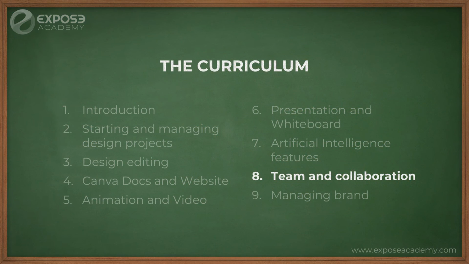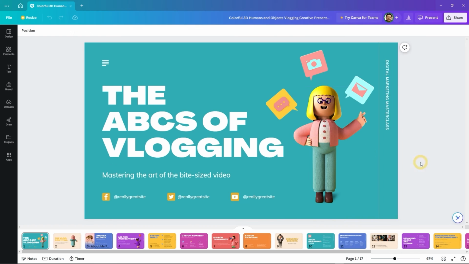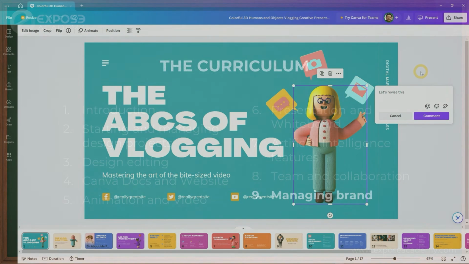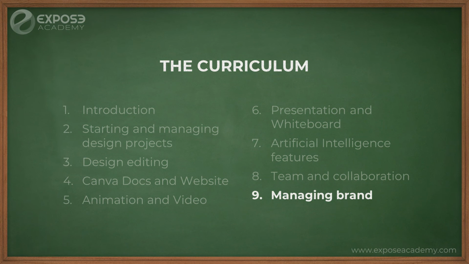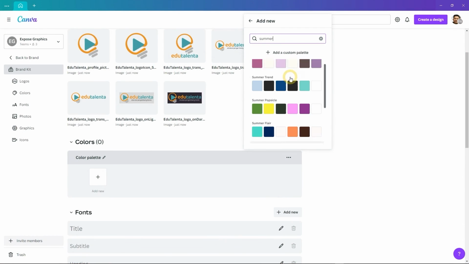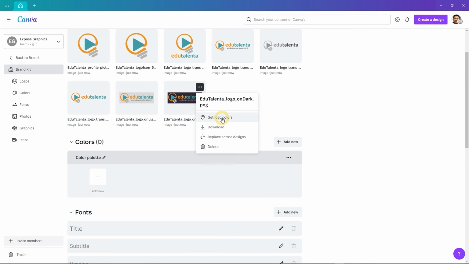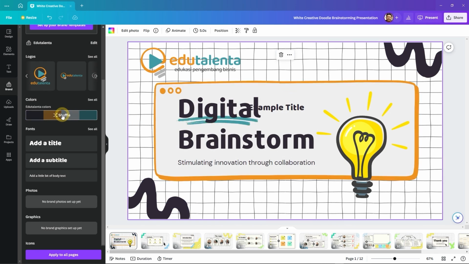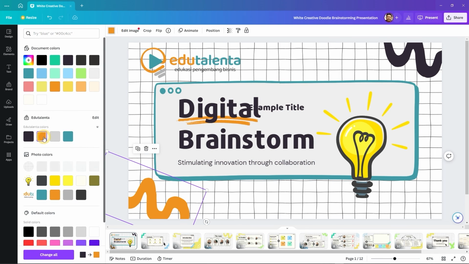In the eighth chapter, you will learn about Canva's collaboration and team management features. And in the last chapter, you will learn various features in Canva to manage your brand, such as creating a brand kit, creating brand templates, and managing brand usage with brand controls.